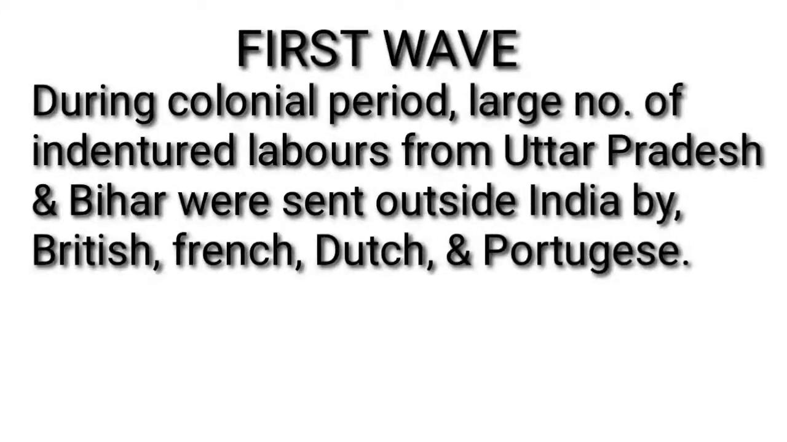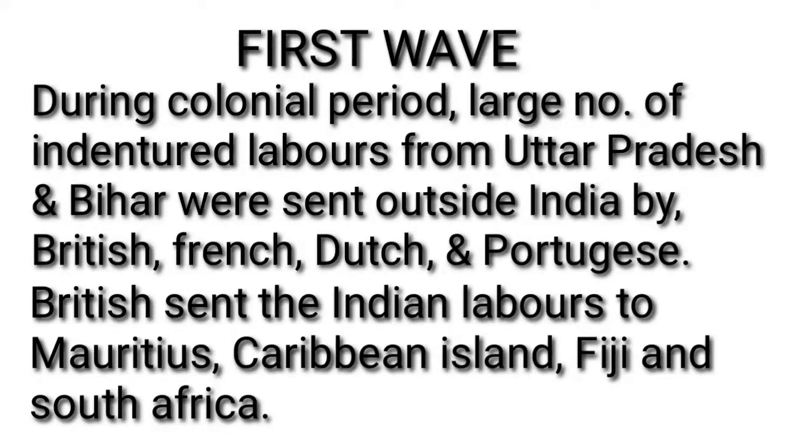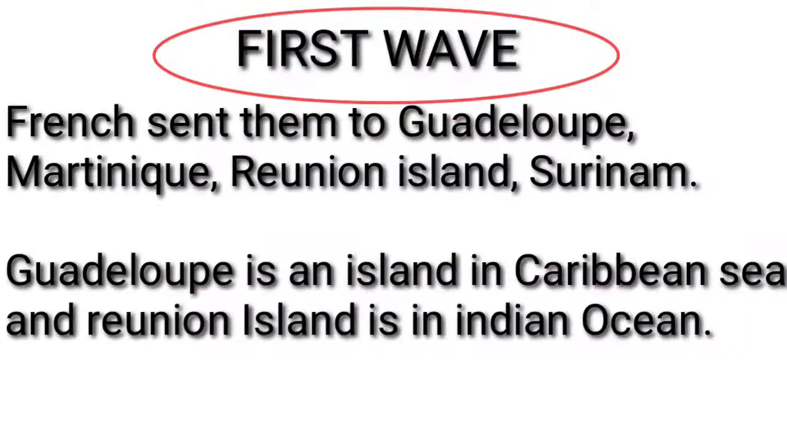The first wave. During colonial period, large number of indentured laborers from Uttar Pradesh and Bihar were sent outside India by British, French, Dutch and Portuguese. British sent the Indian laborers to Mauritius, Caribbean island, Fiji and South Africa. French sent them to Guadeloupe, Martinique, Reunion Island, and Suriname.